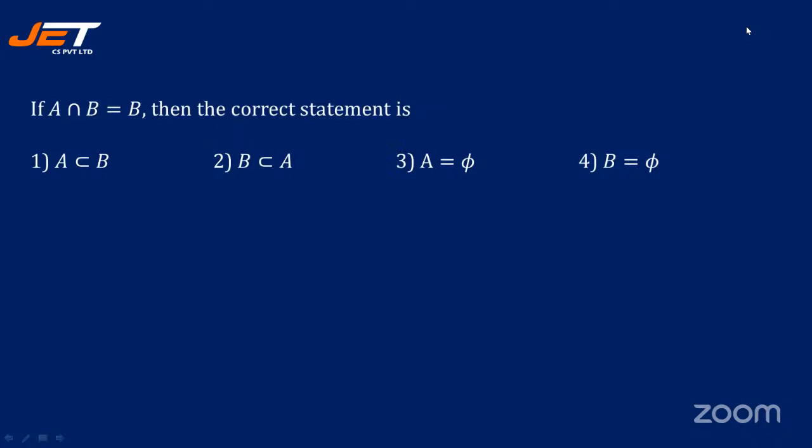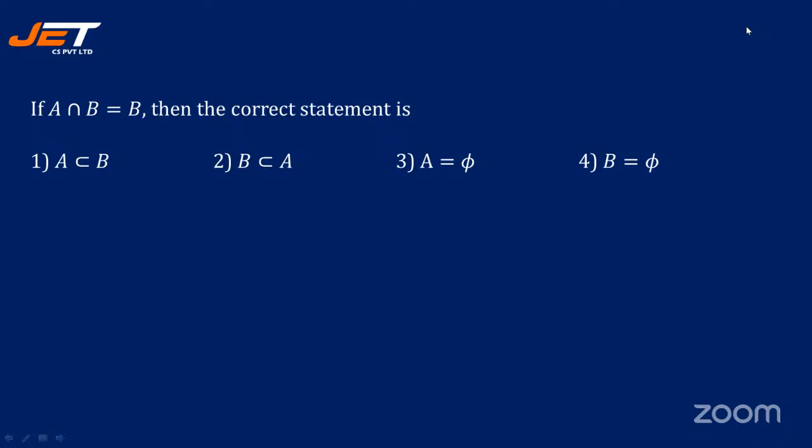All right, students, if you have made any mistakes, absolutely no issues. Please ensure that you learn it at least at this point of time. All right, yes. See the next question. If A intersection B is B, then the correct statement is dash. A is a subset of B. B is a subset of A. A is not equal to null set or B is not equal to null set.